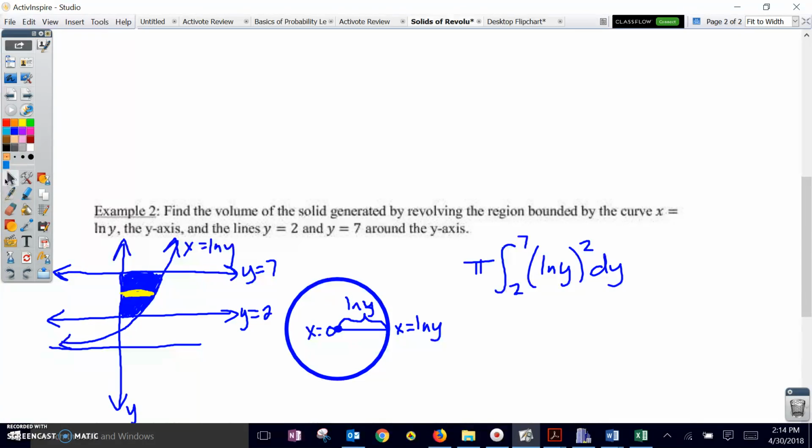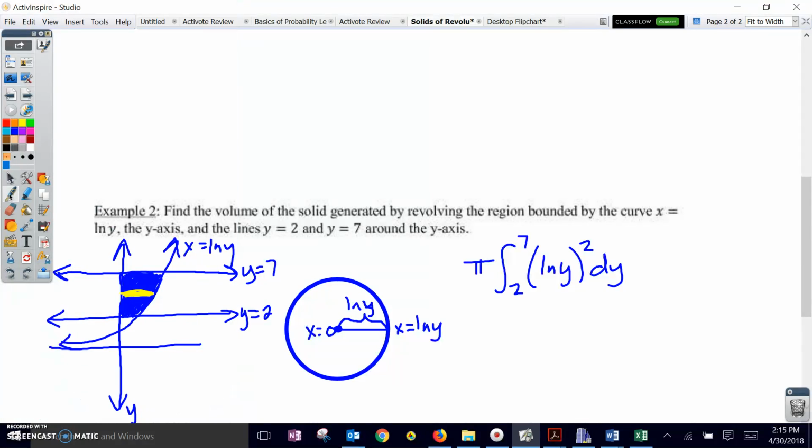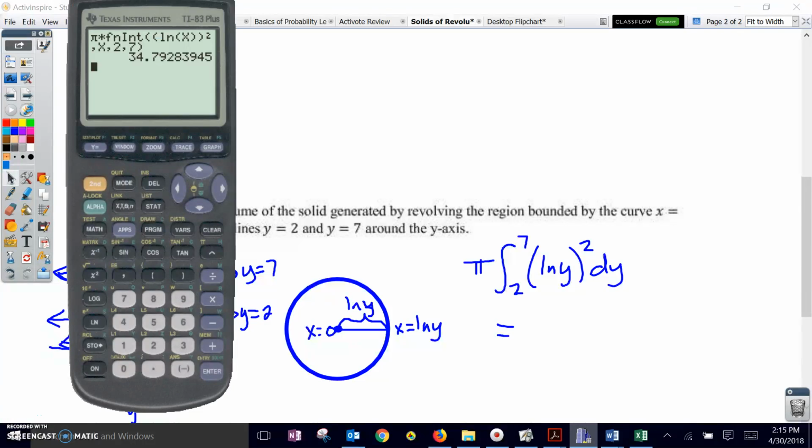And I lost my calculator there for a second. There we go. And I lost it again. And just a comedy of errors.